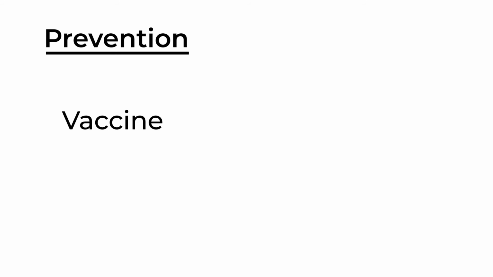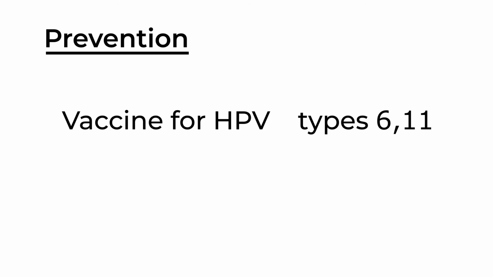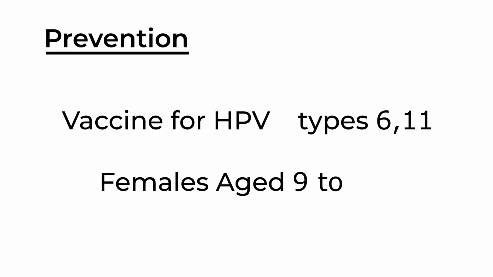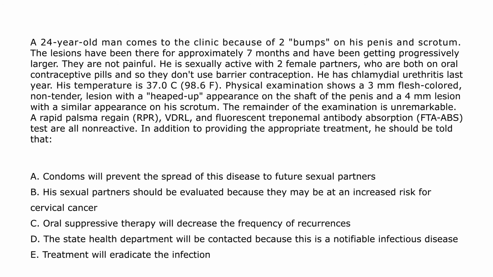Prevention. There is a vaccine available. It's a relatively new vaccine for HPV, in particular HPV types 6 and 11, and it's recommended for females aged 9 to 26. Alright, let's take a look at some clinical vignettes.